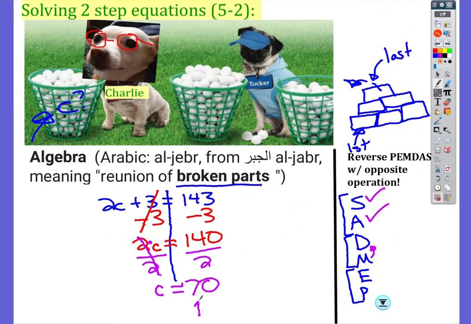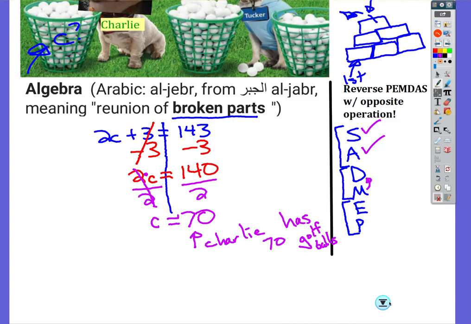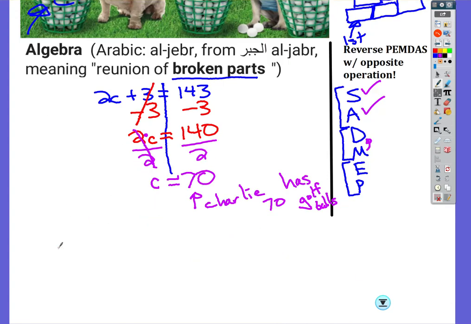And that says Charlie has 70 golf balls. And you don't have to do this every time, but I'm going to show you how to do a check step really quick. So let's just check if c does indeed equal 70.